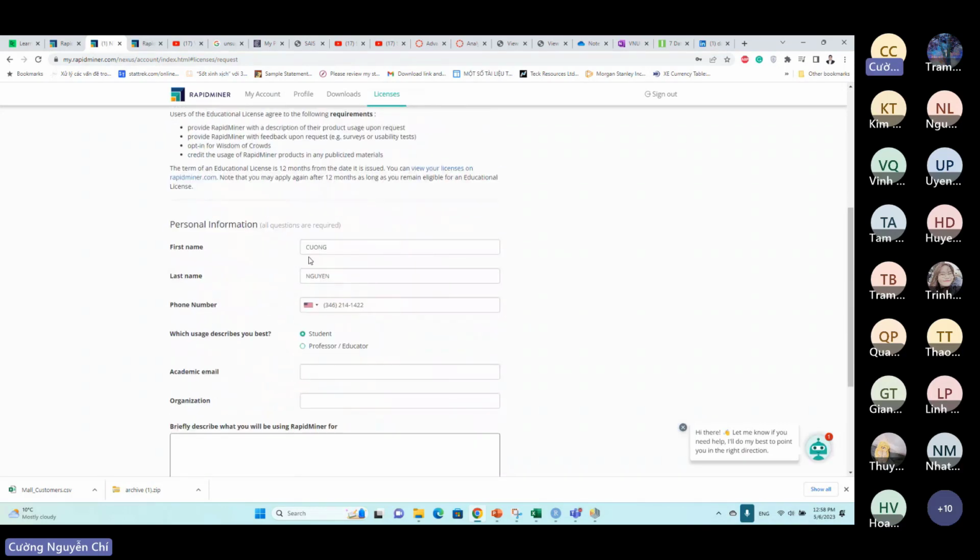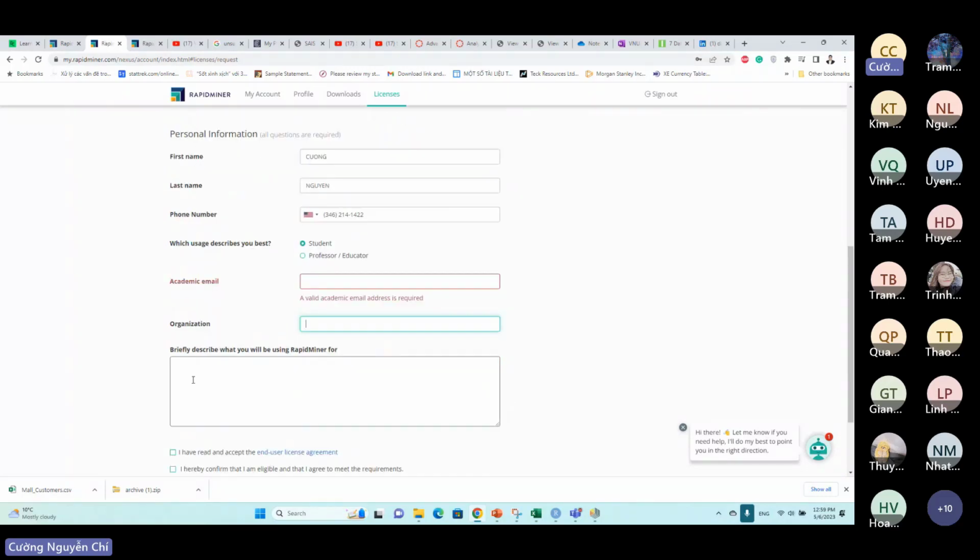Enter personal information, for example, and especially specify that you are a student of VNUK and put in your academic email over here. When you have the academic email of vnuk.edu, remember to use the edu account and put in the correct institute, VNUK Institute of Research and Executive Training. I don't remember the exact name. And briefly describe that you use RabbitMiner in my class.